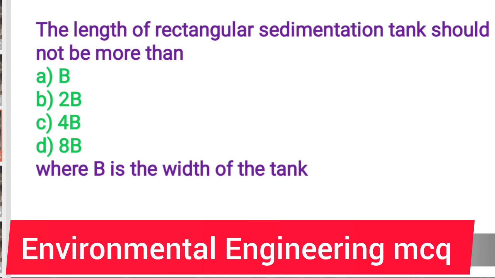Next question, the length of the rectangular sedimentation tank should not be more than: option A B, option B 2B, option C 4B, option D 8B, where B is the width of the tank. The correct answer is option C 4B.